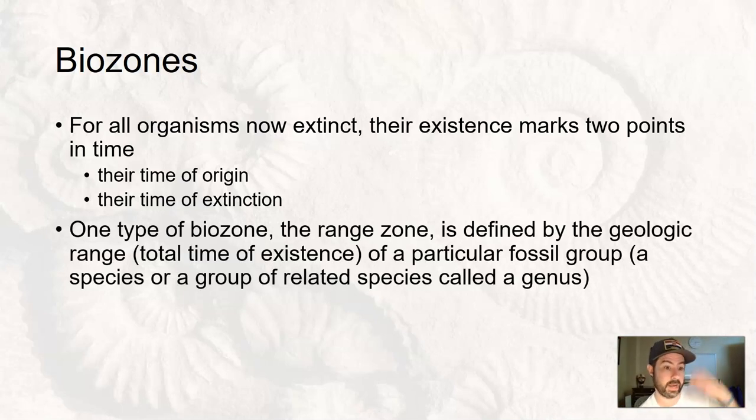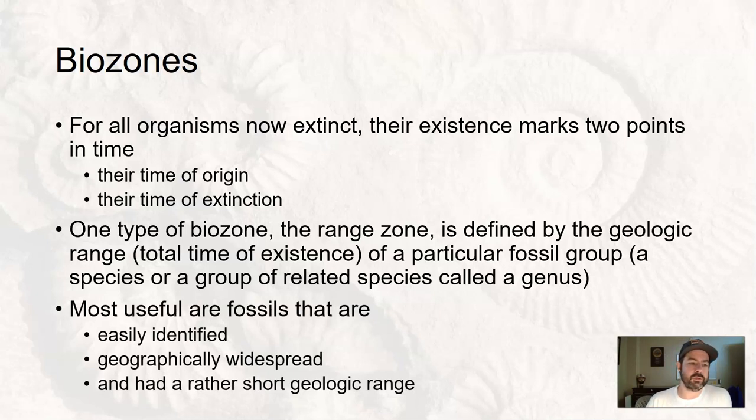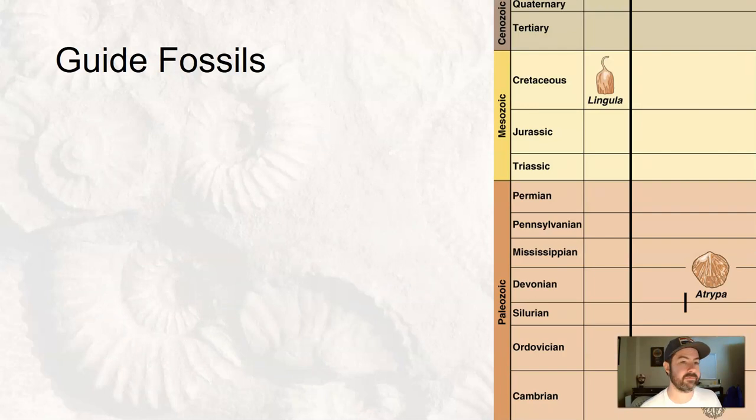So one type of biozone, the range zone, is defined by the geologic range, the total time of existence, of a particular fossil group. Now, a fossil group might be one species or a group of related species. Most useful, when we're looking at particular fossils, are what we'll call guide fossils. Not all fossils are the best, but if we're looking at fossils to help us match up and correlate rocks and time, the most useful fossils to do that are easily identified. They're geographically widespread. We see them in a lot of places around Earth. But they live during a relatively short geologic time range. They're widespread geographically, but in geologic time, they're only around a little bit. That helps us pinpoint time frames. So again, those are called guide fossils.